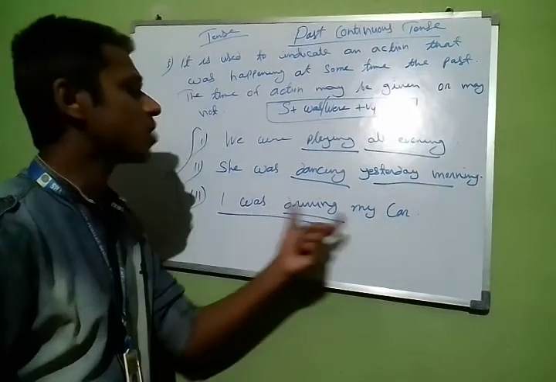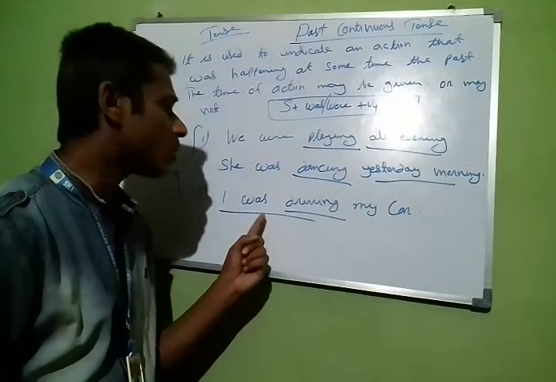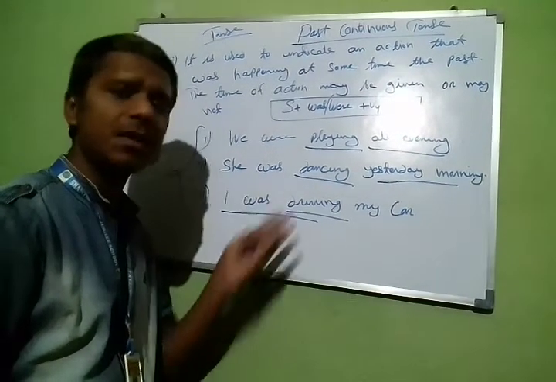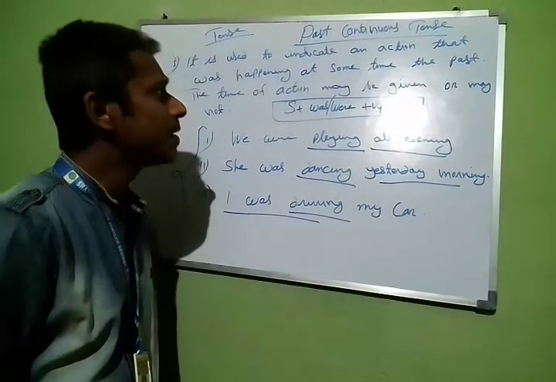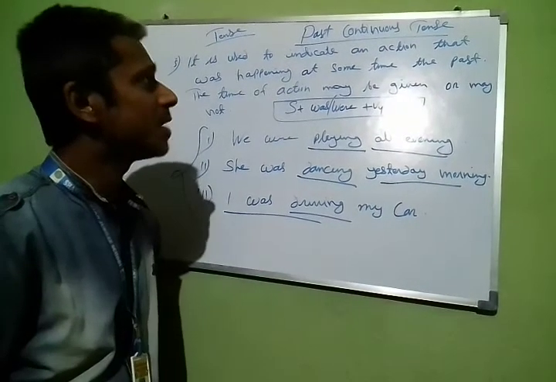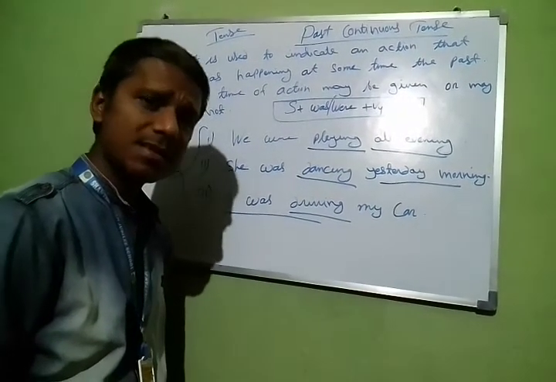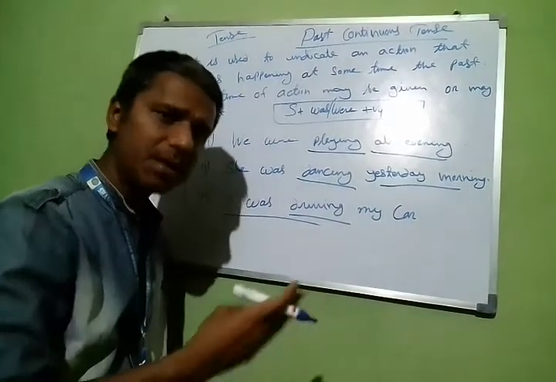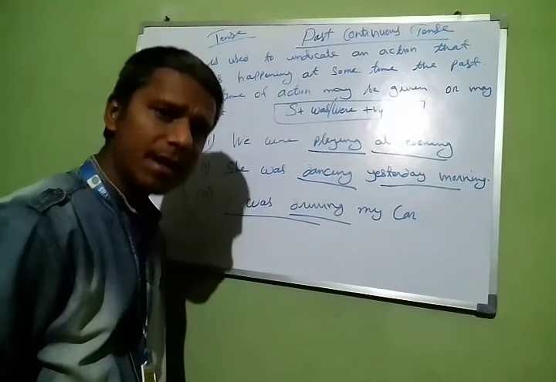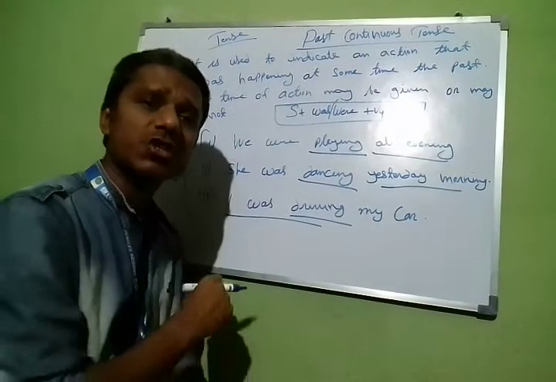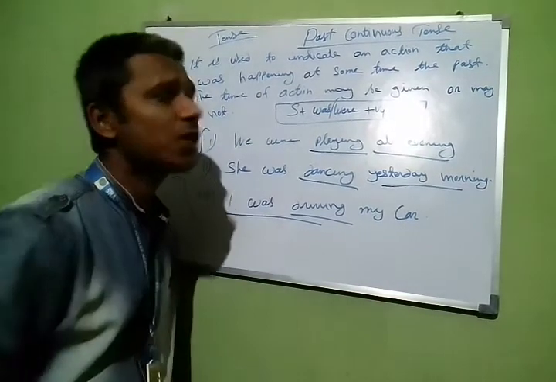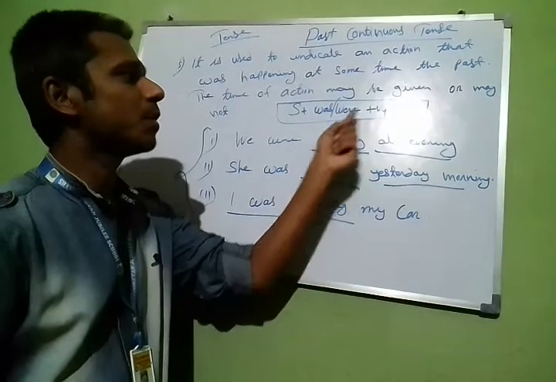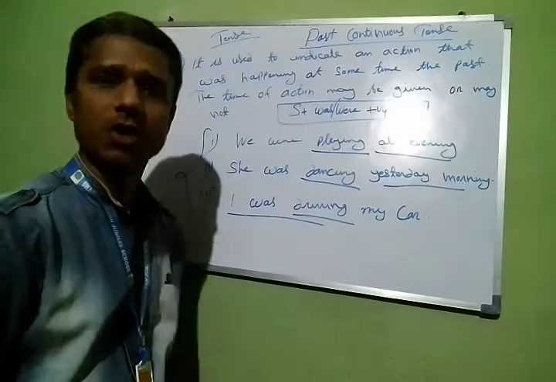In this sentence, I was driving my car, time is not given, but the context says that this action was happening sometime in the past. So that's the first use of past continuous tense. Means when an action is continuously going on, is happening in the past, then we indicate that activity through past continuous tense. And its structure would be subject plus was/were plus verb V4 plus object.